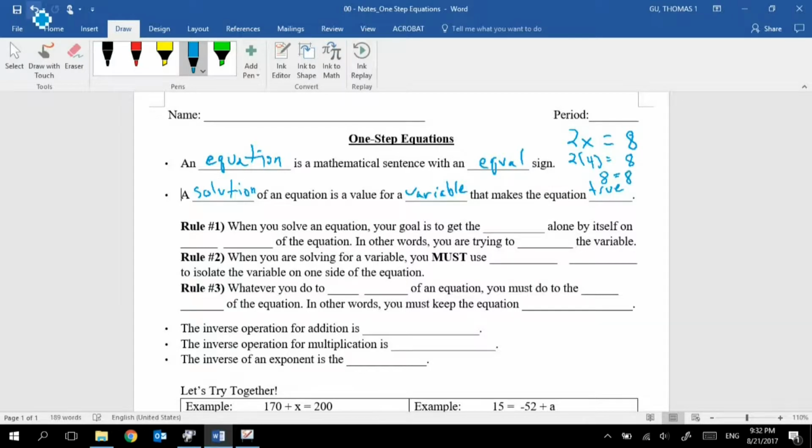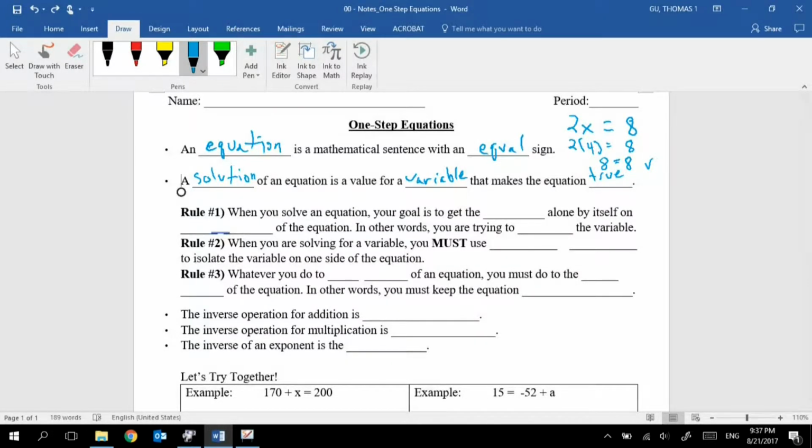And does 8 equal 8? Is this true? Yes, it is. So our solution, we said, was 4. And the value 4 for this variable x makes this equation, 8 equals 8, true. So in that case, 4 would be our solution, and x has to equal 4.